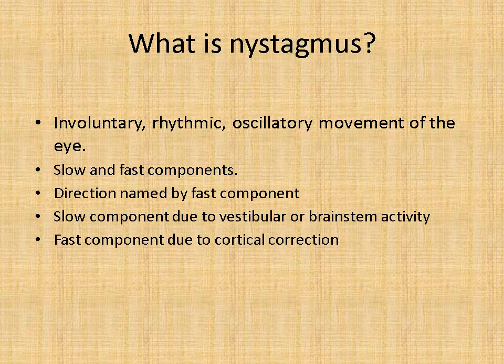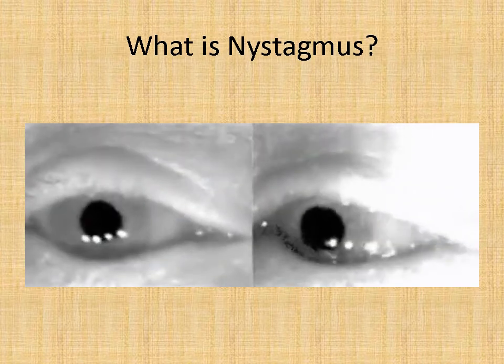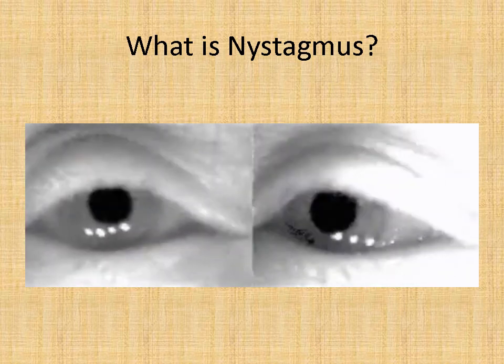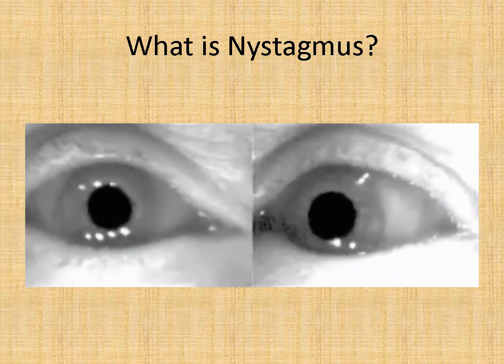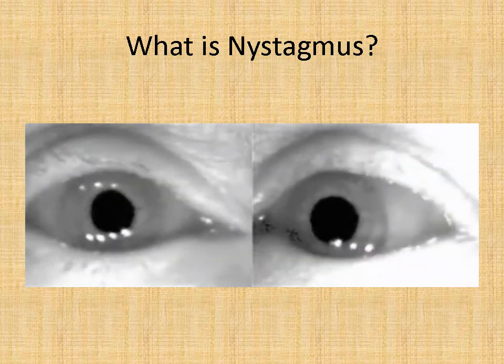Nystagmus is usually named by its fast component, and please note that I'm describing the vestibular nystagmus, because there are several types of nystagmus, for example physiological nystagmus. Here I'm describing the vestibular nystagmus with the slow and the fast components. This is an example of nystagmus, involuntary rhythmic eye movements, and we have to specify its direction and amplitude.